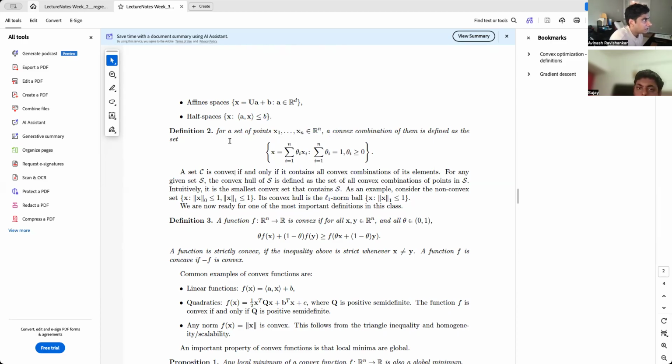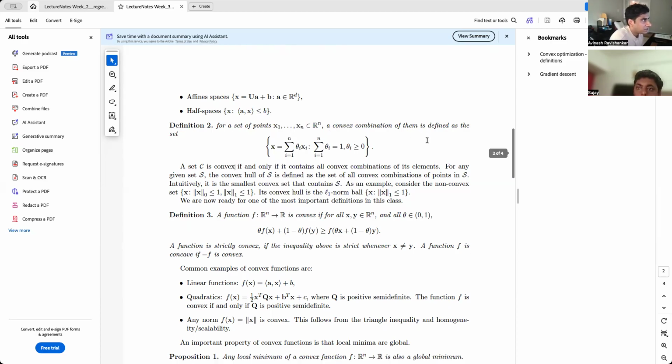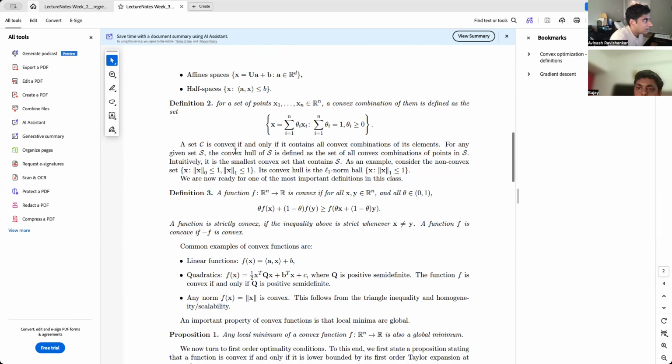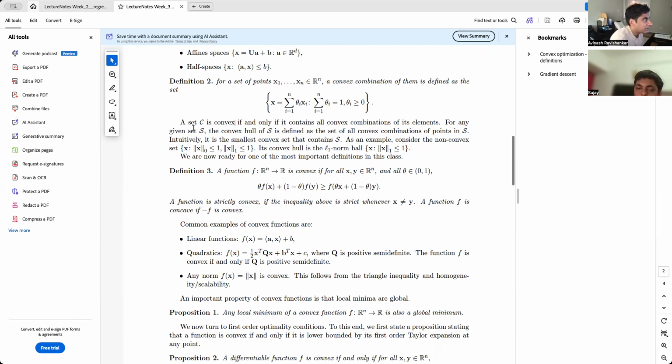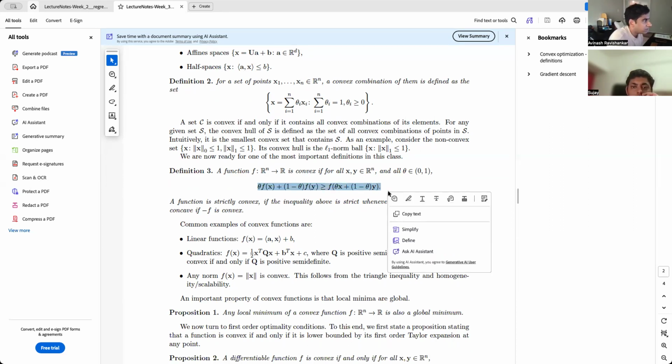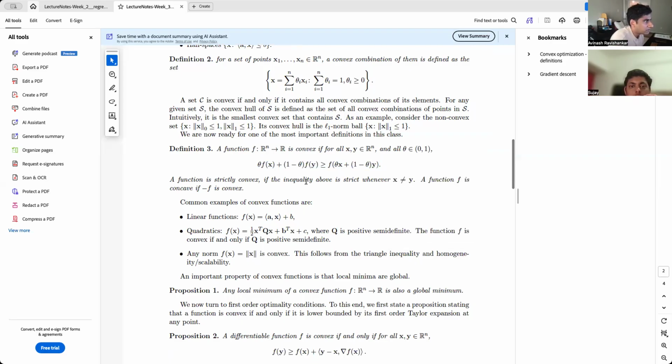Convex combination: a convex set is defined as a set that contains all of the convex combinations of its elements. This is straightforward. I remember this as well. Great. A function is strictly convex if the inequality above is strict whenever x is not equal to y.